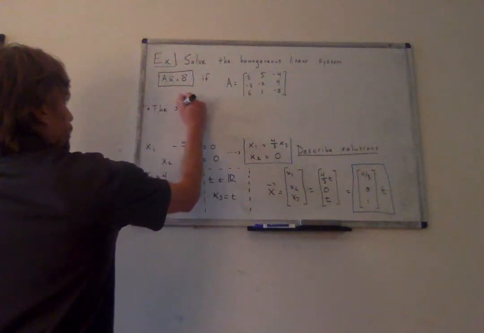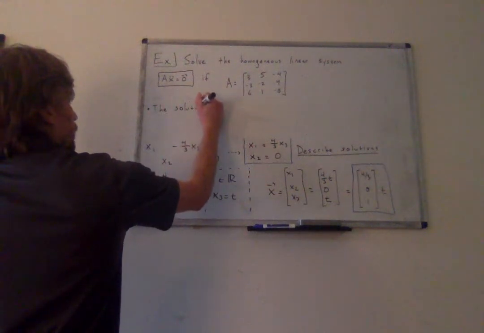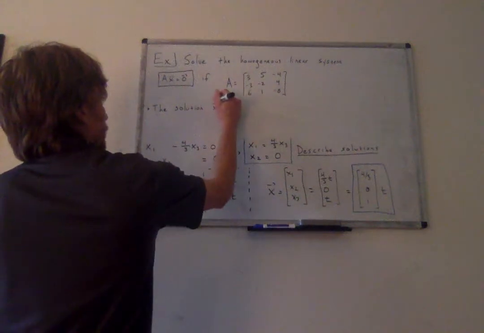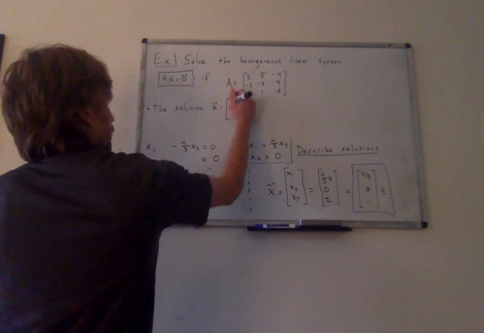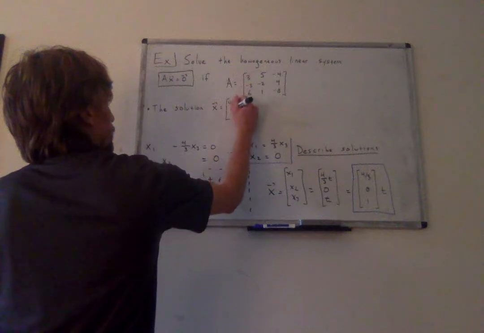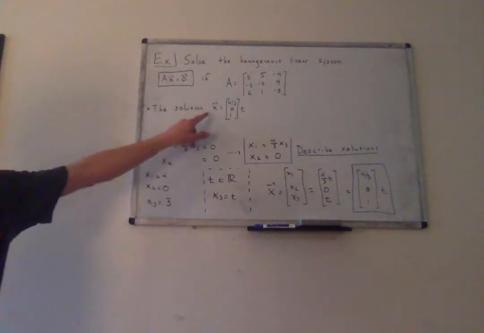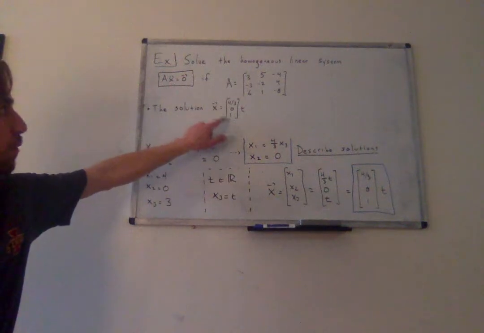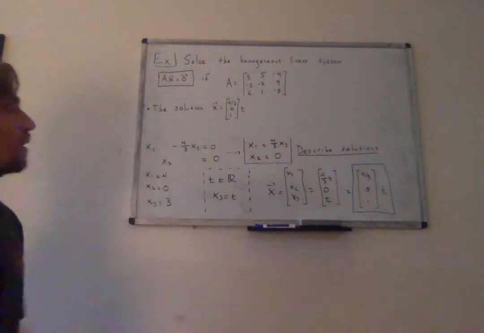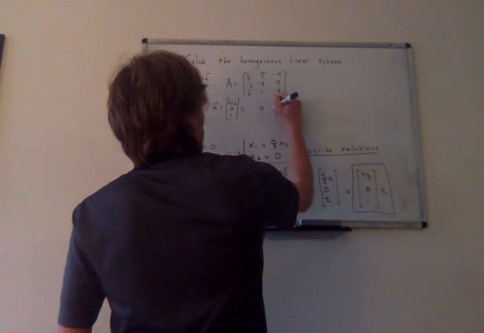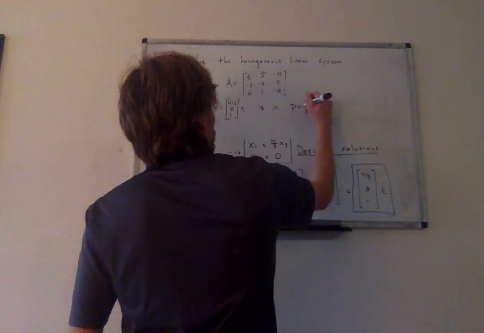So the solution of x equals 4/3, 0, 1 times t. So expressing a solution in this form, where here t is a real number again, is in parametric vector form.